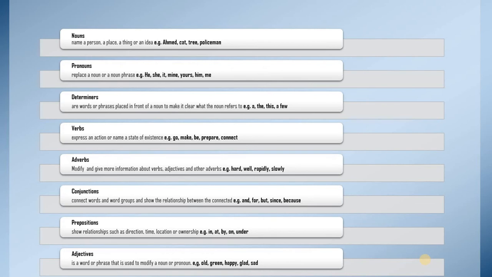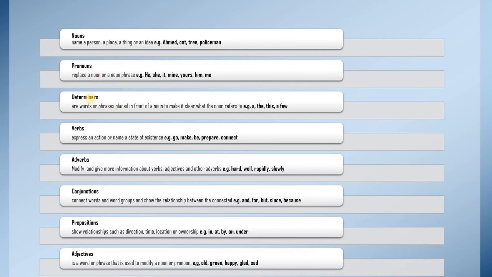The nouns are words used to name a person, a place, a thing, or an idea. Like, for example, Ahmed, cat, tree, and policeman. The pronouns are words used to replace the nouns. So the pronoun replaces the noun or a noun phrase, like he, she, it, mine, yours, him, and me. And they are of different types.